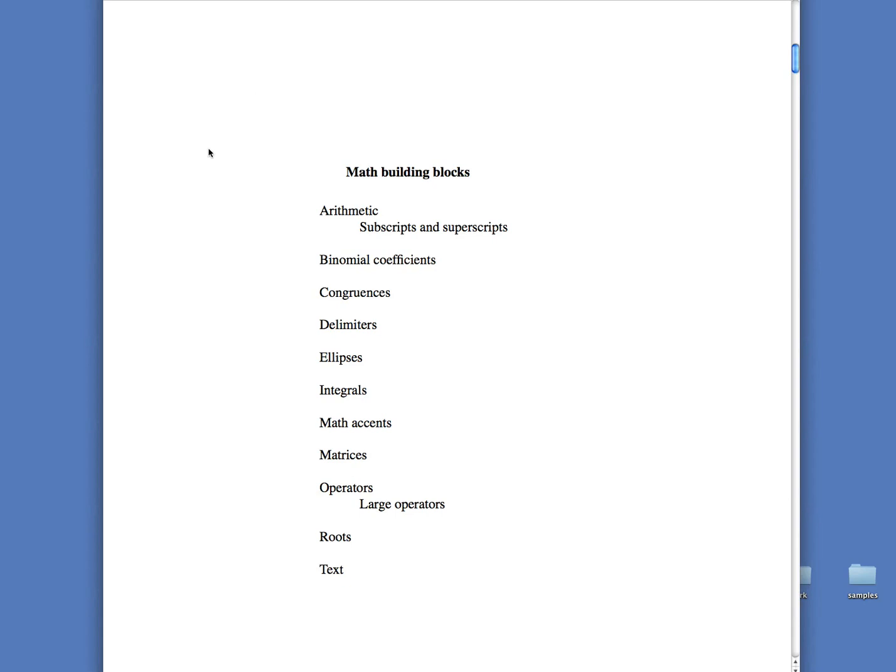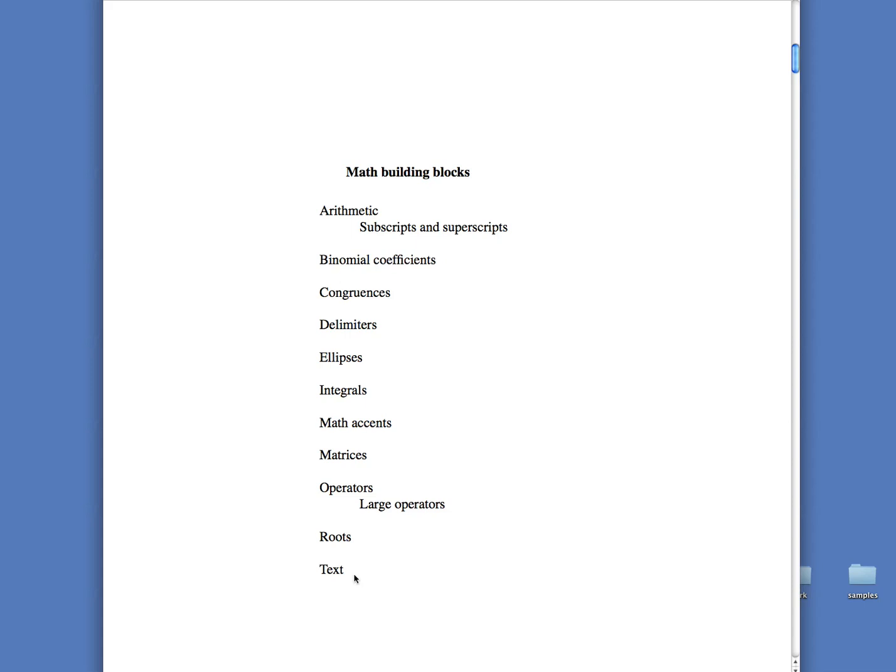The key to understanding how to type math formulas is to learn about the building blocks from which formulas are put together. And I group them as arithmetic, binomial coefficients, congruences, delimiters, ellipses, integrals, math accents, matrices, operators, roots, and text. Most of it, of course, is meaningful to you.